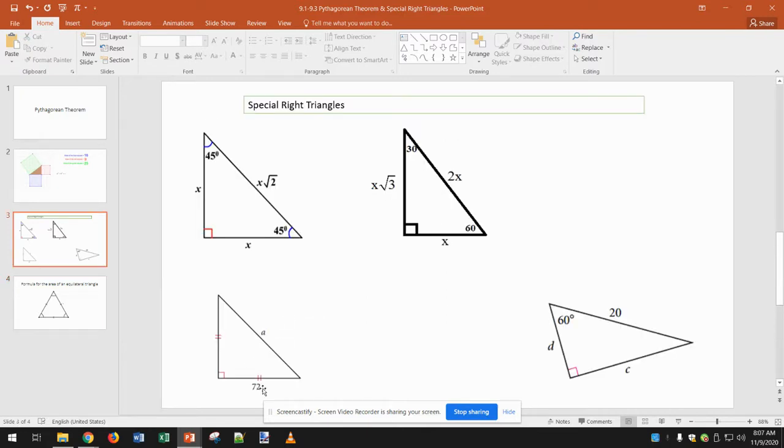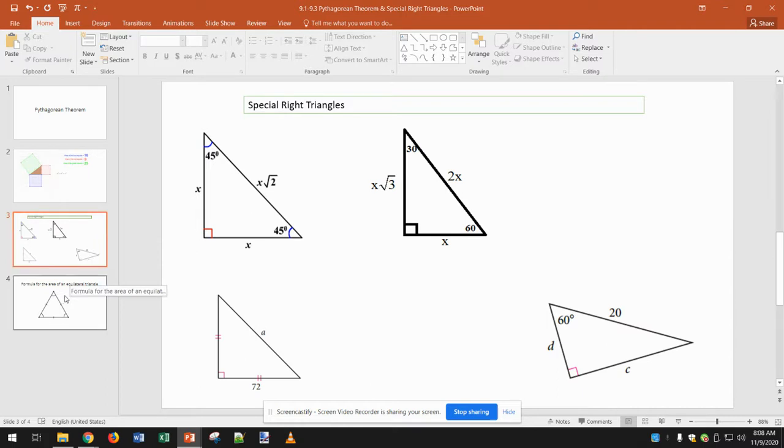If we know this isosceles right triangle has a side length of 72, then the hypotenuse would be 72 times the square root of 2. And here is a 30, 60, 90 right triangle. If we're given the hypotenuse, we should know the shortest side is going to be half of that. So D is 10, and then C would be D times the square root of 3. So 10 root 3.